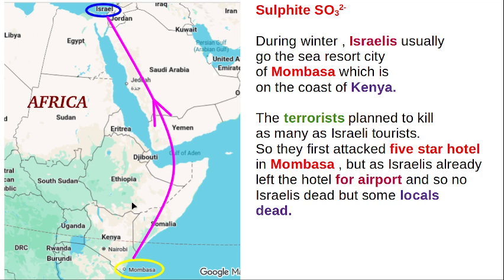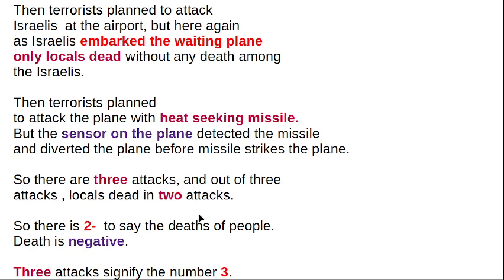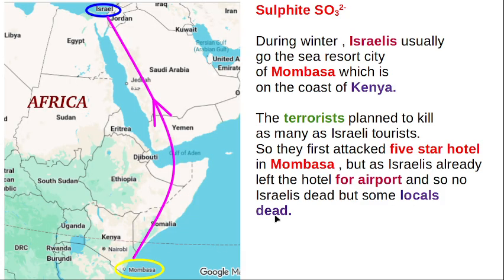But Israelis have many enemies, especially the Palestinians. Okay, some Palestinian terrorists were encouraged to kill as many Israeli tourists as possible. Some Palestinian terrorist group decided to kill as many Israeli tourists as possible when the Israelis visited what is called Mombasa. Okay, that is the plan.